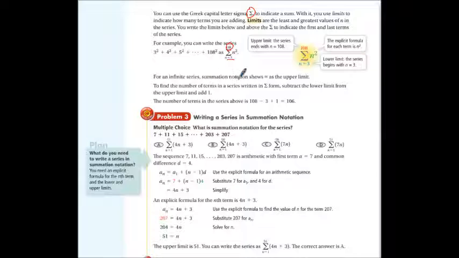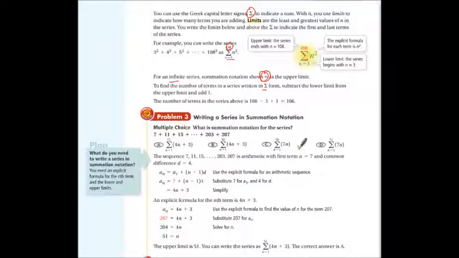For an infinite series, summation notation shows an infinity sign as the upper limit. So if it's never going to end, then the upper limit is infinity. That should make sense. To find the number of terms in a series written in sigma form, subtract the lower limit from the upper limit and add 1. So in this one, we subtract 108 minus 3 plus 1, and that's 106.